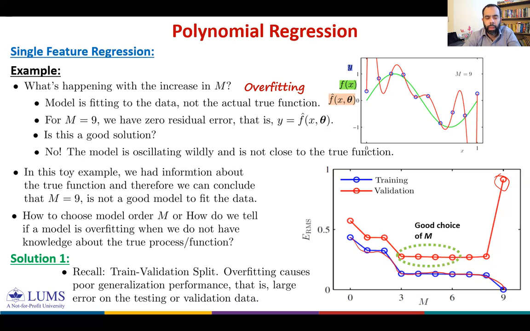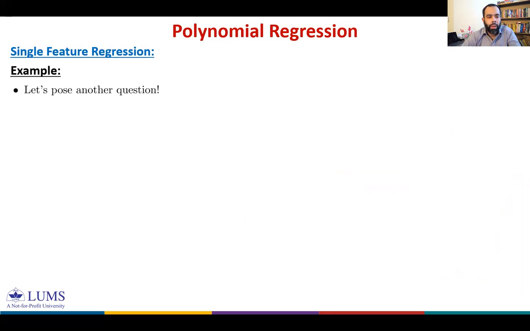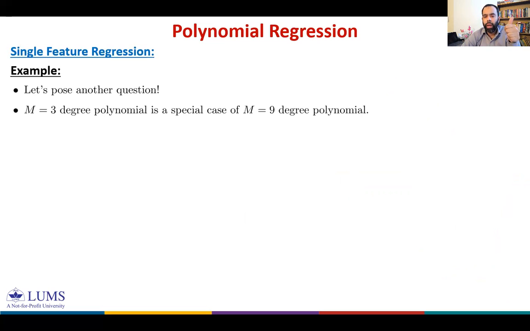Okay, let's review this overfitting from a different perspective. Let's pose another question. So m equal to 3, a 3-degree polynomial, is a special case of m equal to 9, a 9-degree polynomial. Agree? If for a 9-degree polynomial you make the coefficients theta 4, theta 5 to theta 9 equal to 0, what you get is a 3-degree polynomial. The question here is, then why does m equal to 9 give us poor performance?